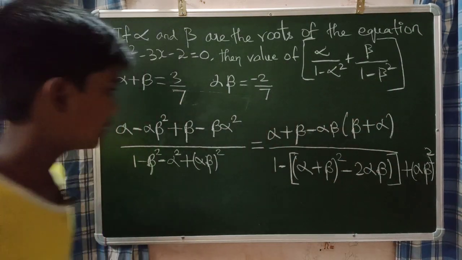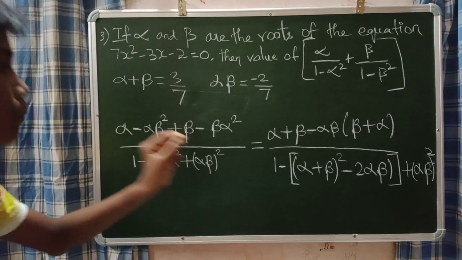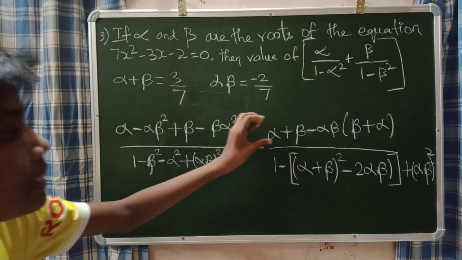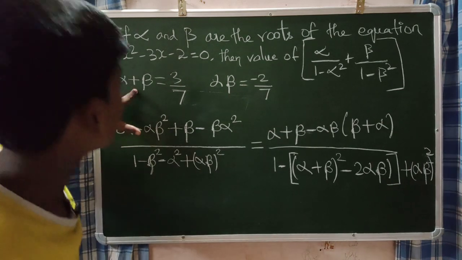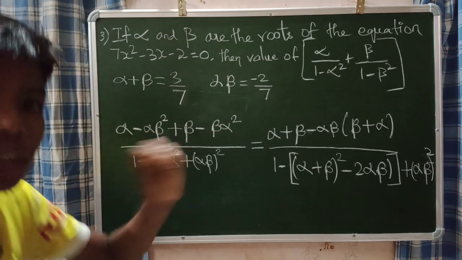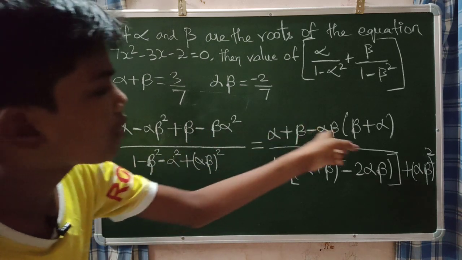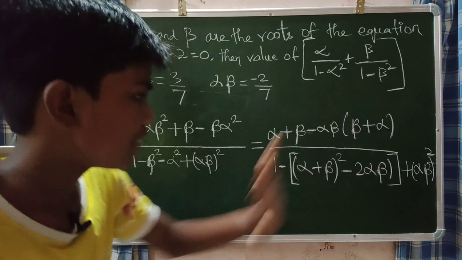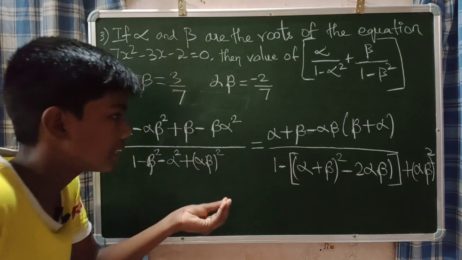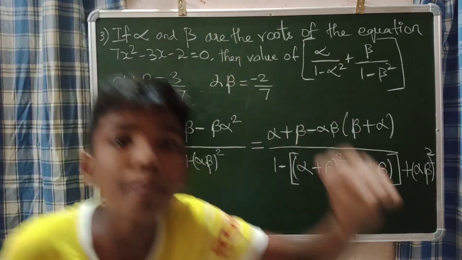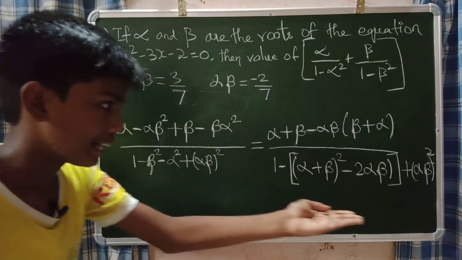So what I'm doing here is I'm just making this alpha minus alpha beta whole square plus beta minus beta alpha whole square, as I'm just simplifying this expression in terms of alpha plus beta and alpha beta, because we are having alpha plus beta here, and here also we are adding this alpha beta plus alpha. In the denominator, I am just simplifying this expression in terms of sum and product of roots, so that you will be getting like this.